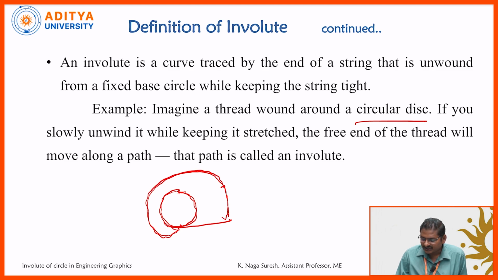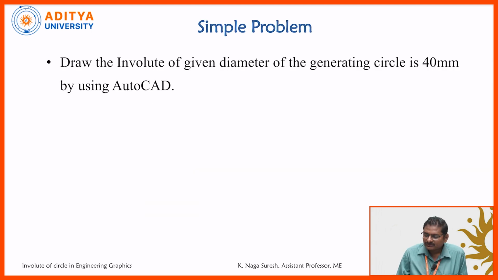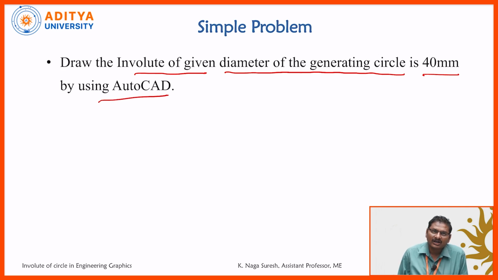So initially the thread is wound on the disc. When that thread is unwound like this, it creates an imaginary curve. The curve is nothing but the involute of a circle. So we'll see a simple problem related to the involute of a circle: draw the involute of a generating circle of diameter 40 mm. We will discuss how to draw this using AutoCAD software.